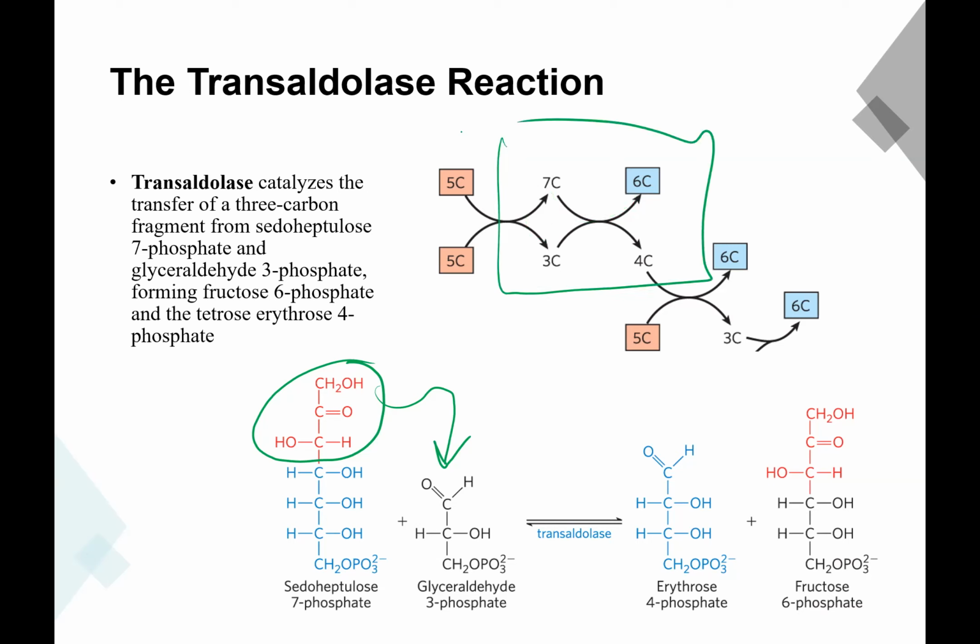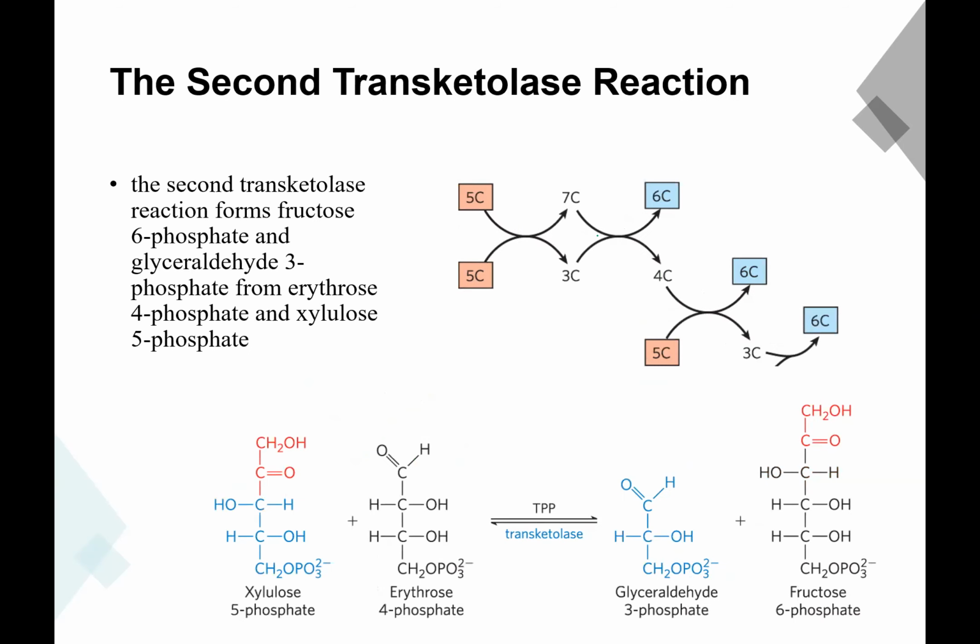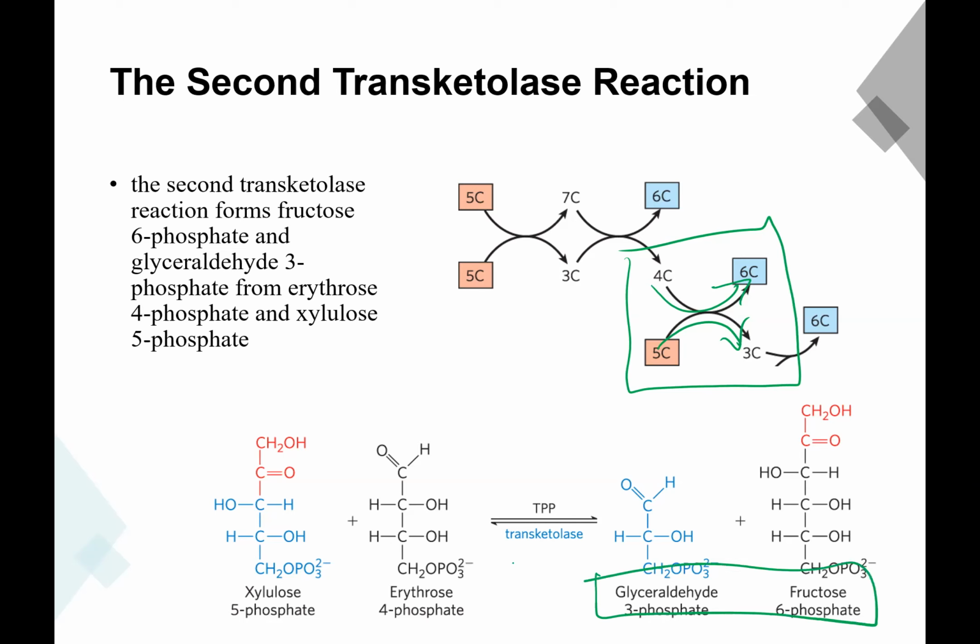So in this case, we're looking at this part of this pathway, right? This right here. And we get erythrose 4-phosphate and fructose 6-phosphate. What happens next? We go back to transketolase, okay? And this time, these are gonna be our players. Back to a 2-carbon transfer here. We're taking 2 carbons away from our xylulose. So that becomes a 3-carbon sugar. And we're adding 2 carbons here. And we're making G3P and fructose 6-phosphate.